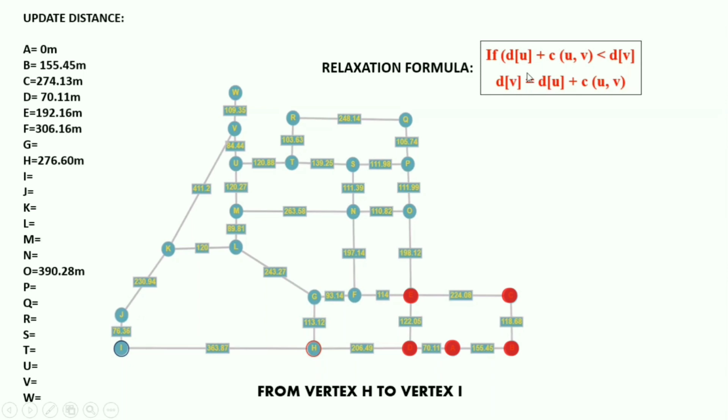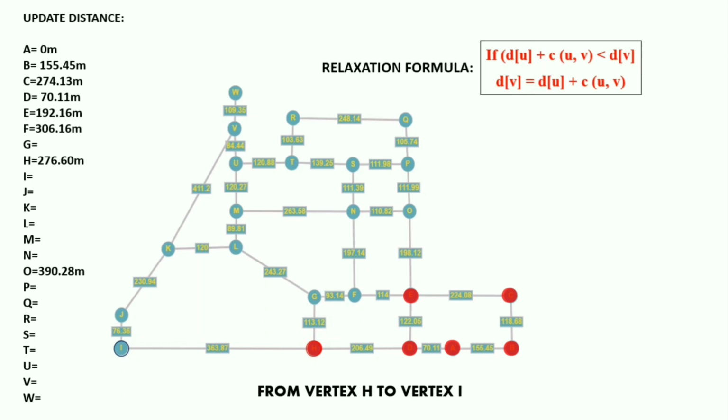Okay, for now, if we find the shortest path among 276.6 meter, 306.16 meter, 390.28 meter, and infinite for all other remaining vertex, the shortest path is 276.6 meter. So we pick vertex H. The vertex connected to vertex H are vertex G and vertex I, not vertex D because we already visit vertex D. So we will perform relaxation to the connected vertex.